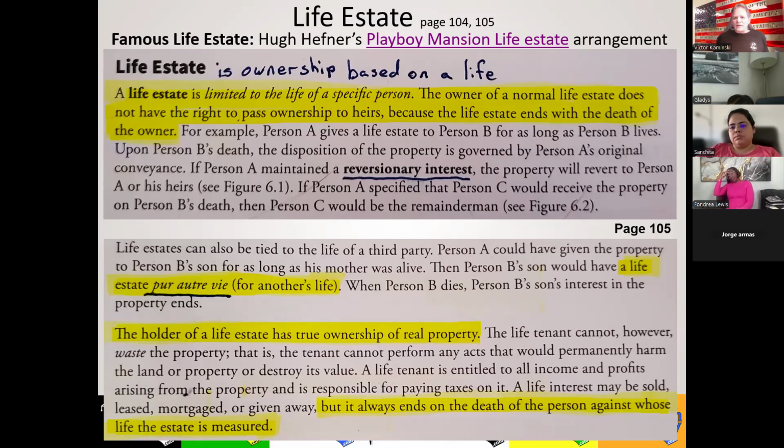After this, we're going to talk about different forms of ownership when you have one or more owners. We're going to go over that in the next chapter. So this chapter is talking about estates in land. The next chapter is going to talk about ownership by one or more people. Okay.